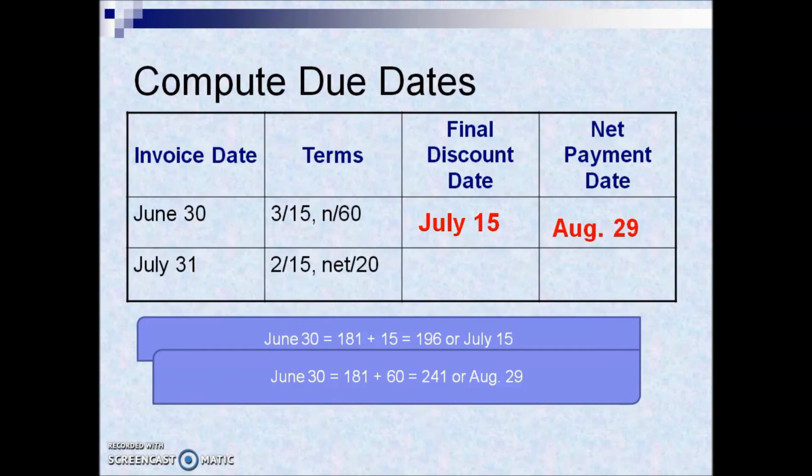In the next example, we have an invoice date of July 31. The terms are 2/15, so we have 15 days to be eligible for a 2% cash discount.